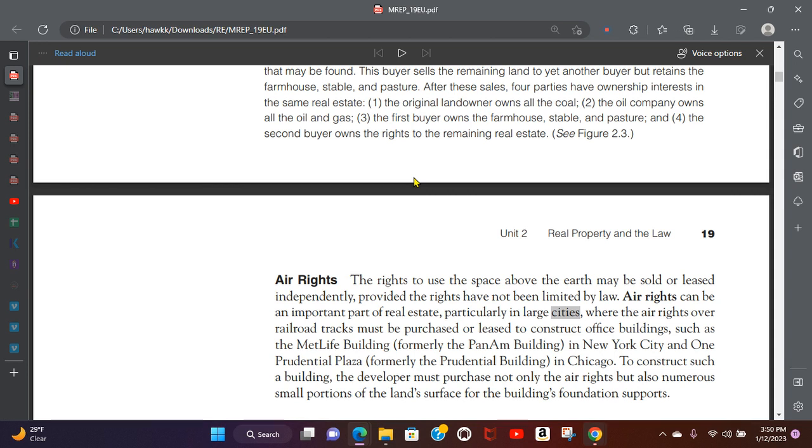We're going to stop that one short right there. The rights to use the space above the earth may be sold or leased independently, provided the rights have not been limited by law. By law, fam. Whose law?